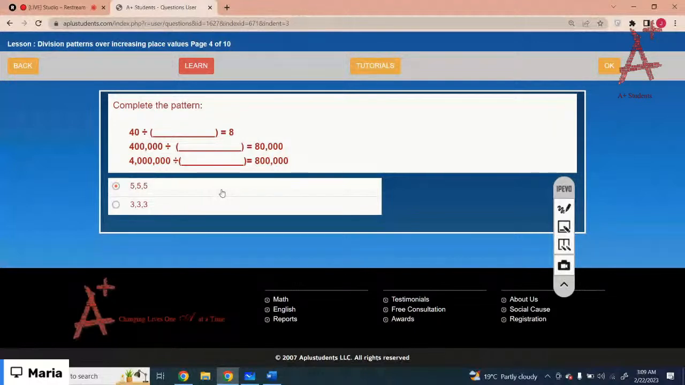400,000 divided by 5 is, divisor and dividend must have the same number of zeros. 5 times 8 is 40. So one of the zeros is with 40 and you have the 4 zeros, then it would be 80,000, and then 4 lakh, it would be 800,000. So option number 1 is the correct option.